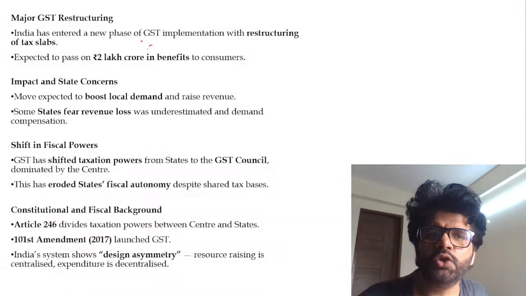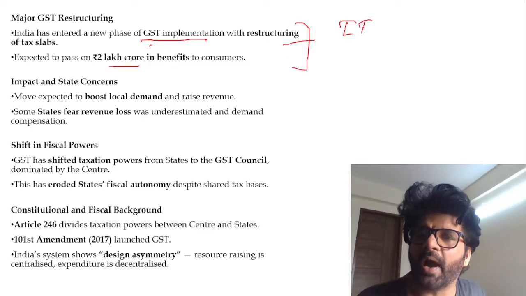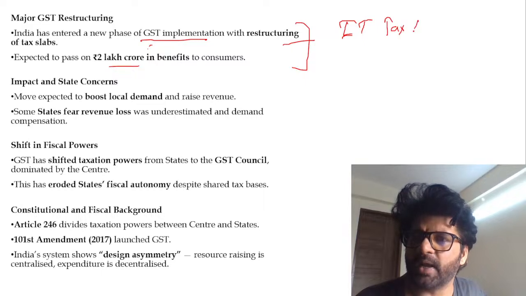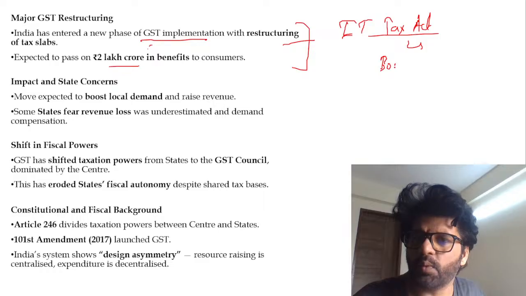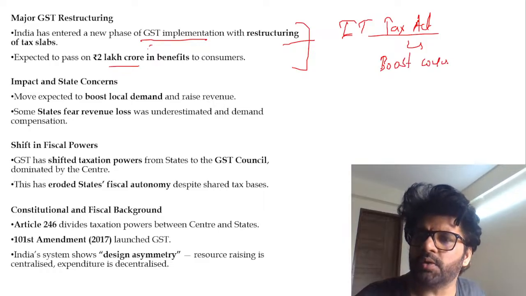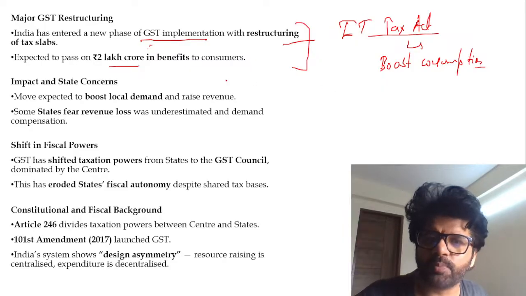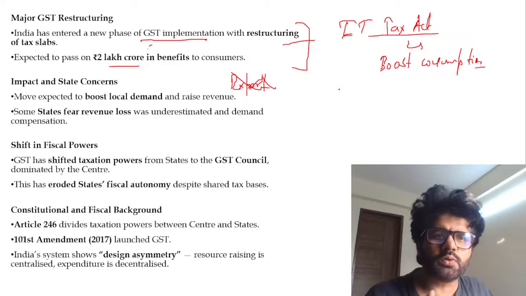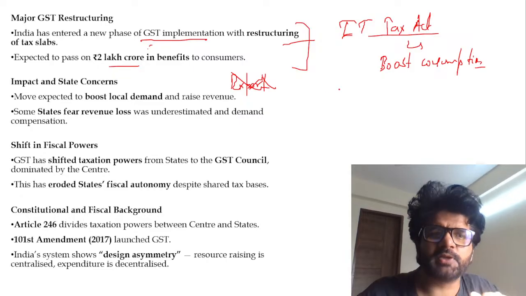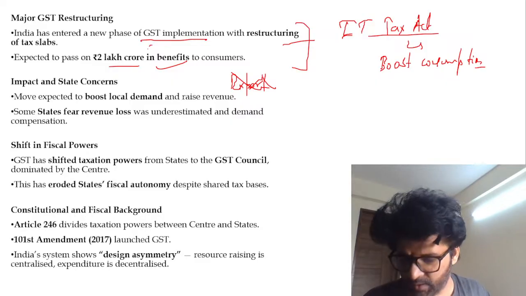So India entered a new phase of GST implementation. We know why this restructuring happened. We know why the IT tax cut happened. Income tax cut, 12 lakh. All these things are to boost consumption. And why is this consumption boost important? Because our domestic demand is not rising. Plus, exports are also not happening because of Trump and his policies. So the GST cut happened and is expected to pass on 2 lakh crore in benefits to consumers. Awesome. This is good. We love it.